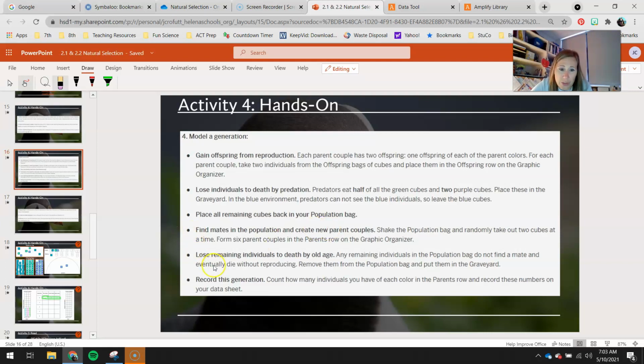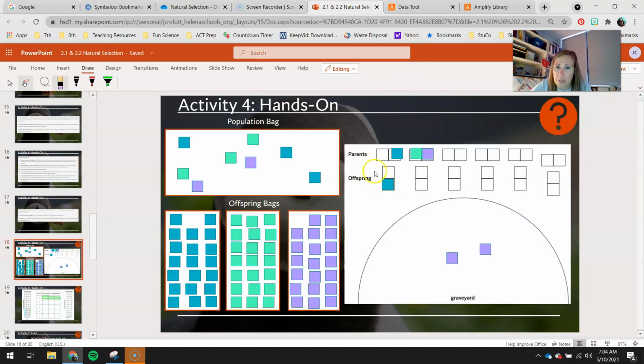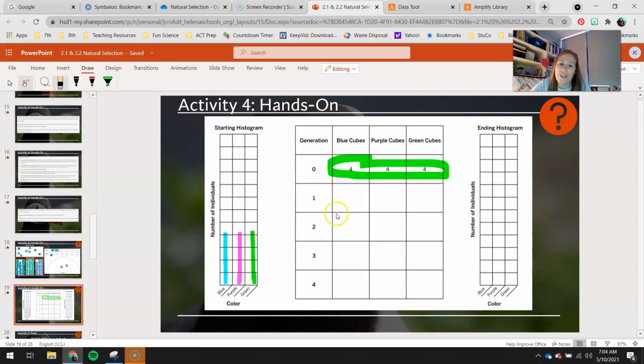And then this one, you're going to lose remaining individuals to death by old age. Any remaining individuals in the population bag do not find a mate and eventually die without reproducing. So I guess you don't record generation 1 until after we do this old age piece. Okay, so again, you would drag all your offspring and parents back to your population bag. Then you would make new parents and new offspring. And then anything left in this population bag right here gets dragged to the graveyard. Then you can clear out your parents and your offspring again, put them in your population. Then you count, and then you record generation 1.